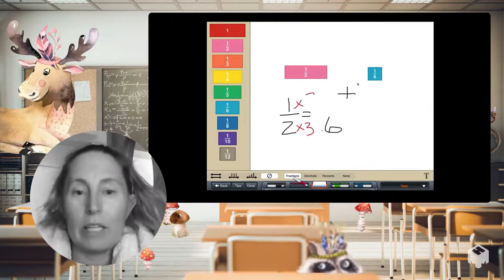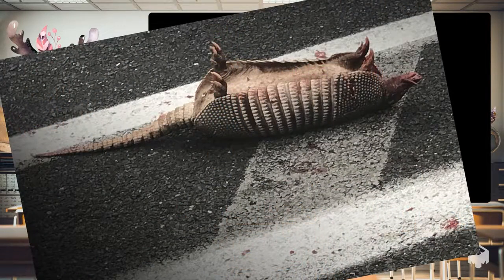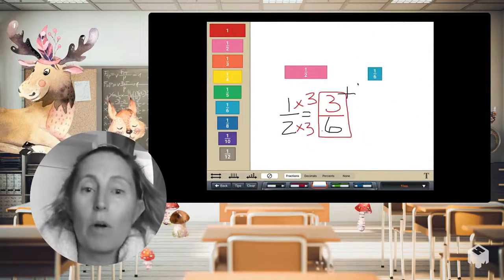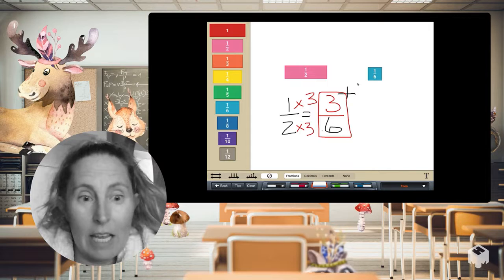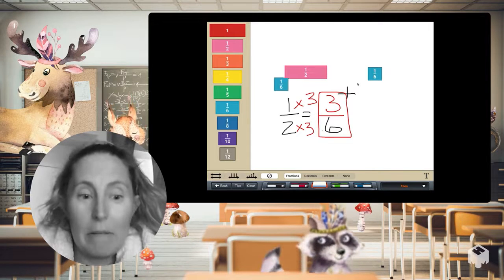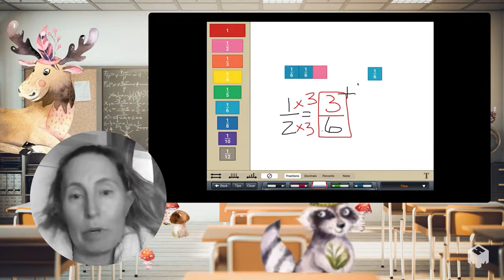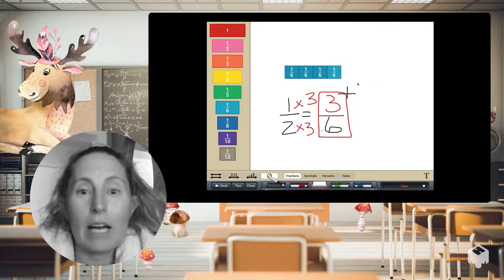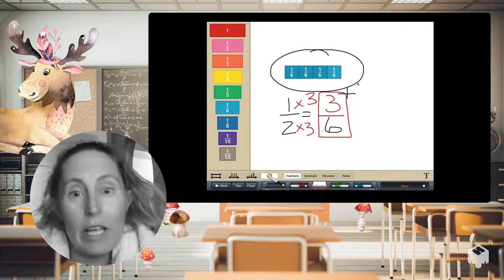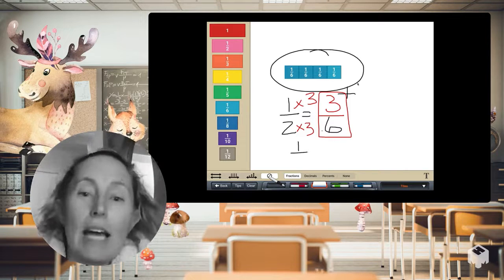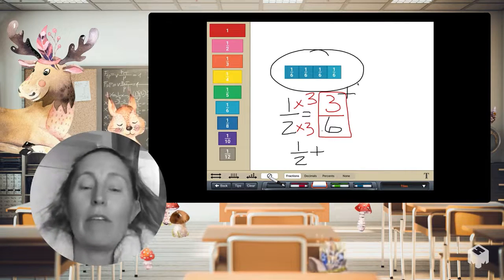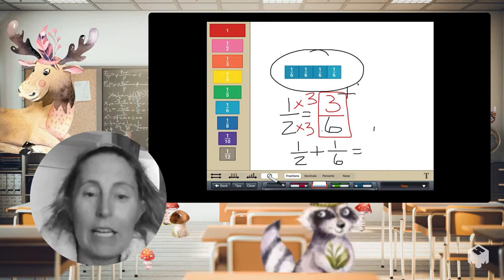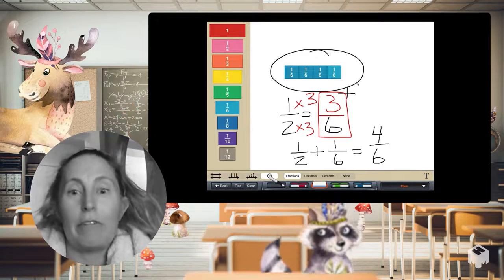And I'm going to put my little times 3, times 3. And according to this math, I have made an equivalent fraction. 1/2 is exactly the same as 3/6. So I'm going to drag that model out and prove that that is indeed the case, and it is. And now that they're all the same size, I can join them together. If I had a half and I was adding 1/6, that would give me 4/6 altogether. But in order to figure that out, I needed to make that common denominator first.